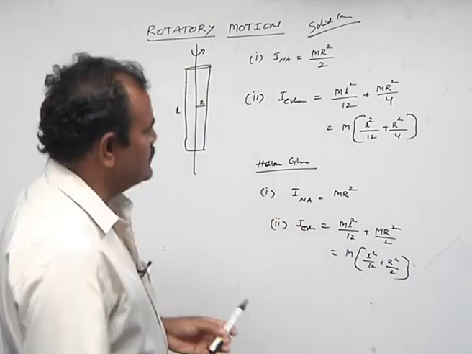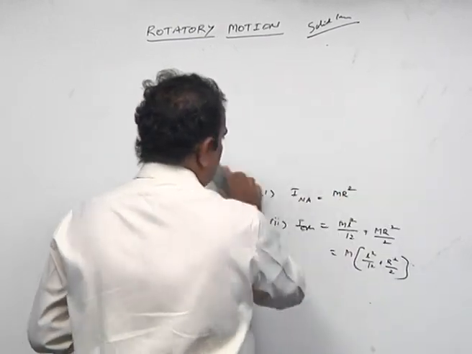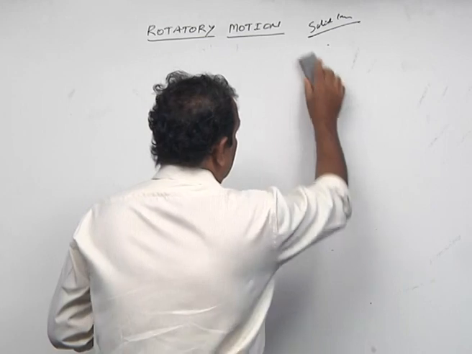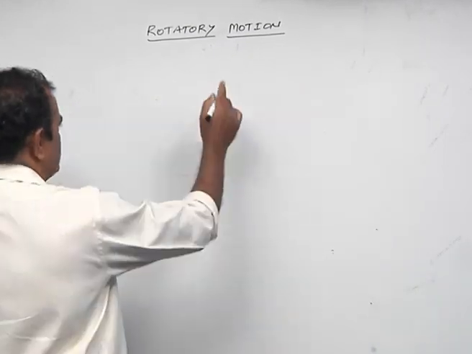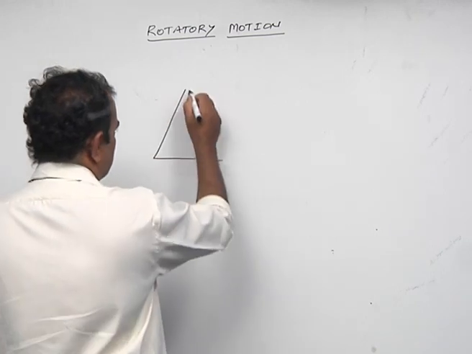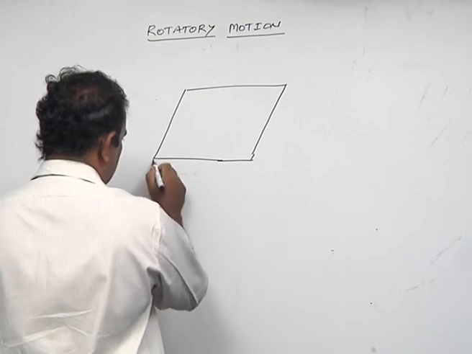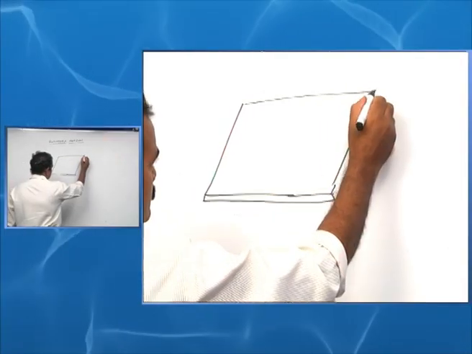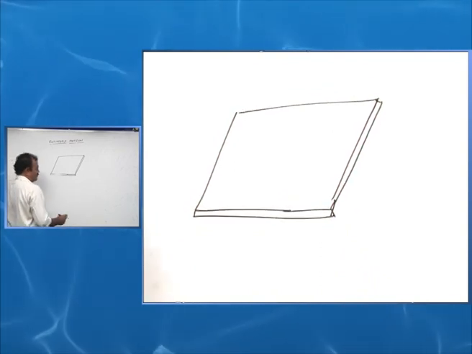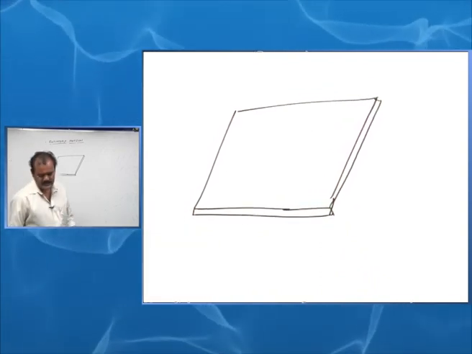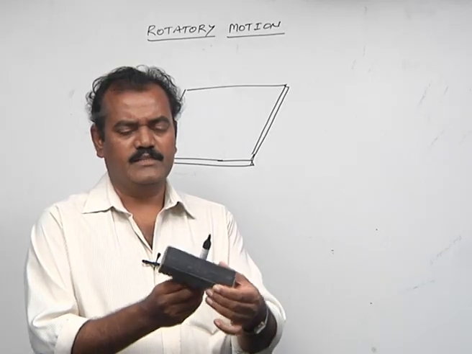Now we are coming to the next one, the rectangular lamina. So in case of the rectangular lamina, suppose this is the rectangular lamina. In this case, if you consider this as the rectangular lamina, this is the axis, and it may be rotating like this.